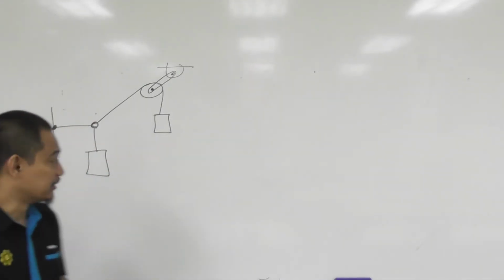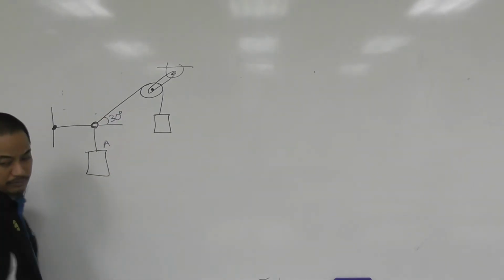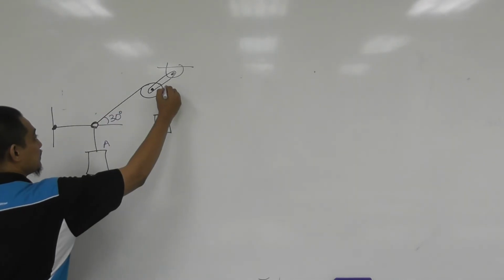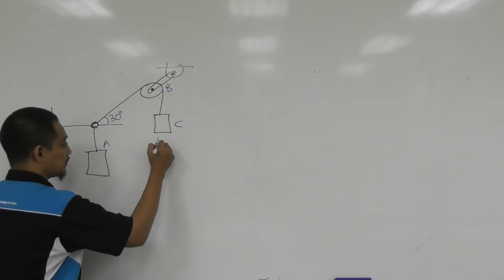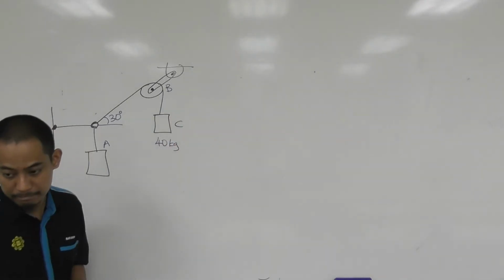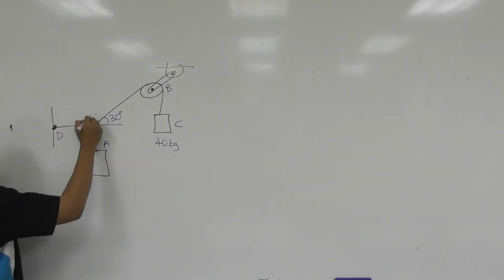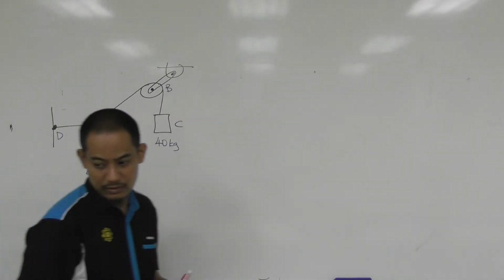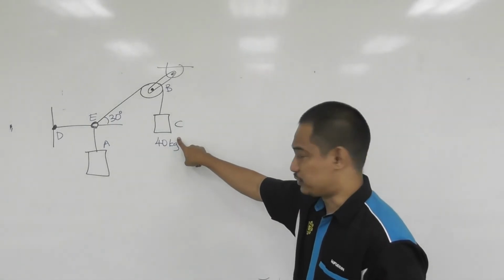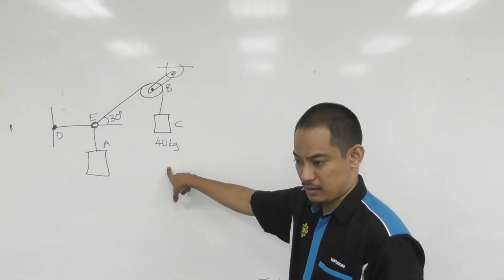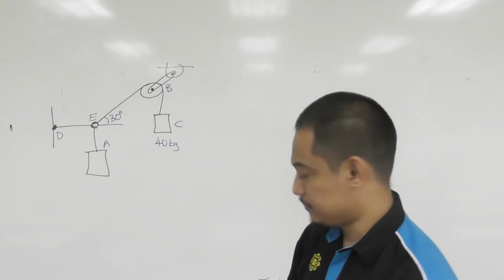So the information given is this is 30 degrees, this is A, this is B, this is C, and then 40 kilogram, and then this is D, this is E. Right. So the question says the mass of the cylinder C is 40 kilogram, and geometry as shown. Find the tension in cable DE.